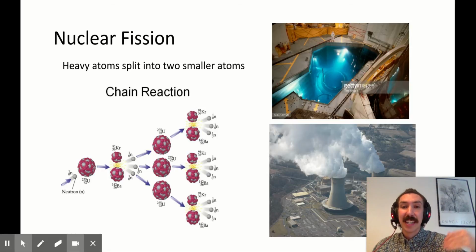If a chain reaction gets out of control, then you might have a nuclear meltdown, it might overheat, or you might have something like a nuclear bomb where you have a huge amount of uranium atoms all splitting at the same time.